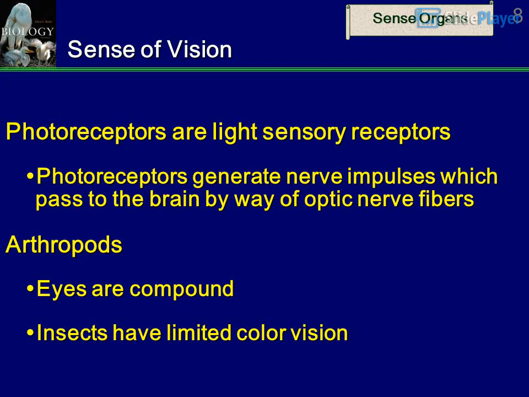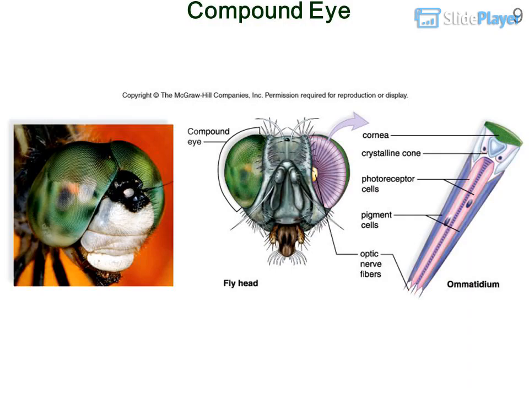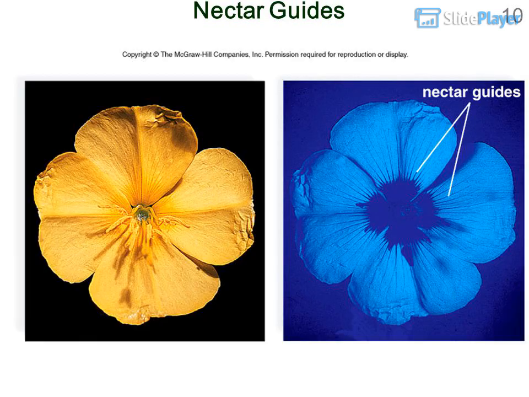Sense of vision. Photoreceptors are light sensory receptors. Photoreceptors generate nerve impulses which pass to the brain by way of optic nerve fibers. In arthropods, eyes are compound. Insects have limited color vision. Compound eye. Nectar guides.